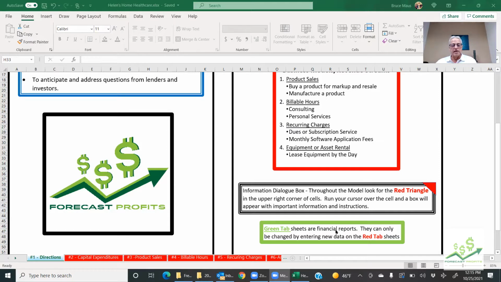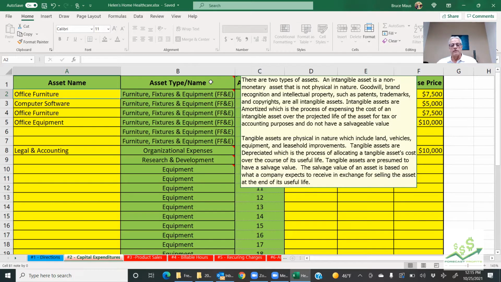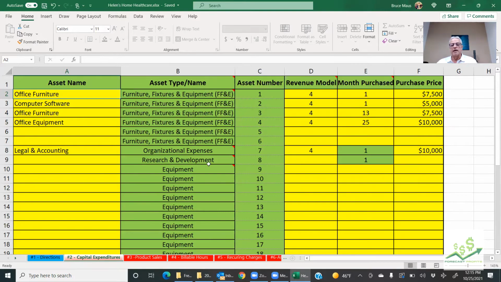Our first case study was with Helen, who created her own business, Helen's Home Health Care. She was a geriatric nurse for 15 years and decided to leave her employer and start a new business. First thing Helen had to accomplish was she needed to purchase some assets to operate her business, office furniture, software, etc. Now, as we drag our cursor over the first cell with the red triangle, it gives us the definition of 2 different types of assets.